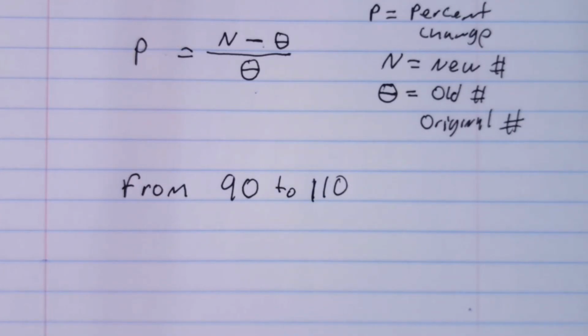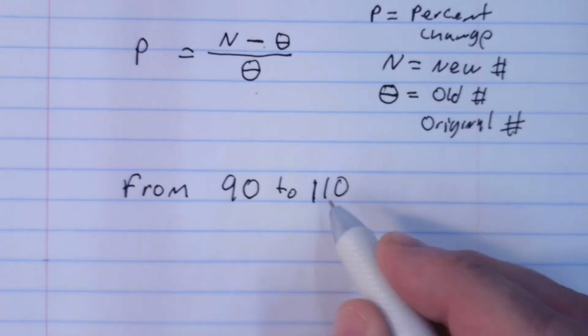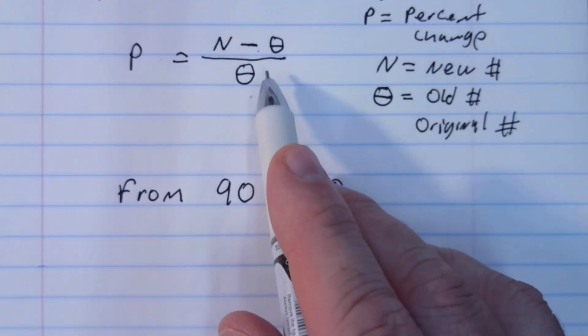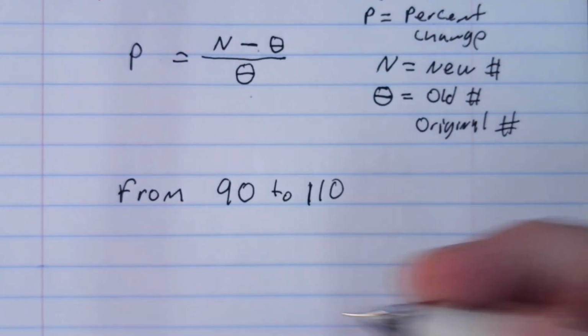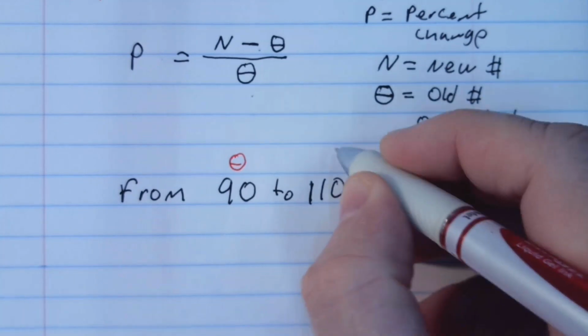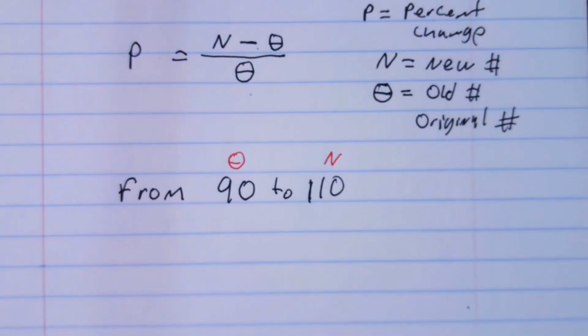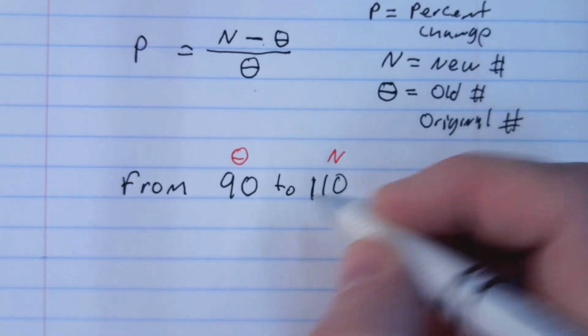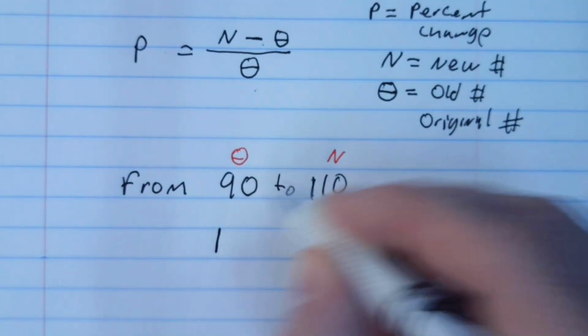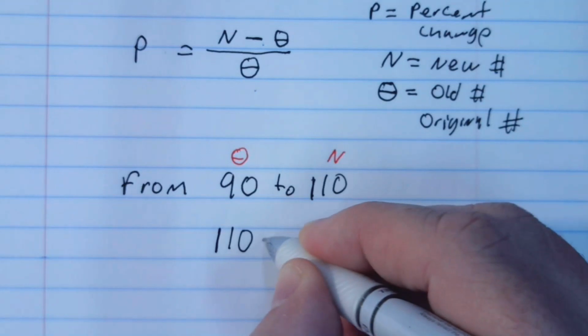Okay? Just looking at it, do you think it's going to be an increase or a decrease? Increase. Okay, so just looking at it, we should know it's going to be an increase because it went up. So I just used this little formula. This is going to be my original number. This is going to be my new number. Okay, so I just put this in.